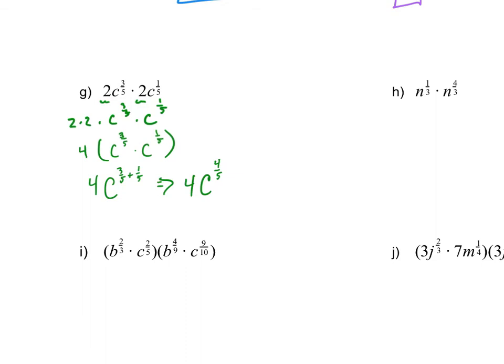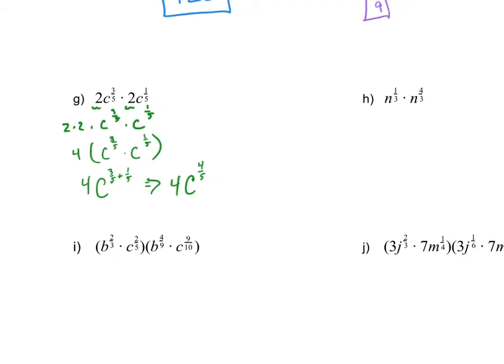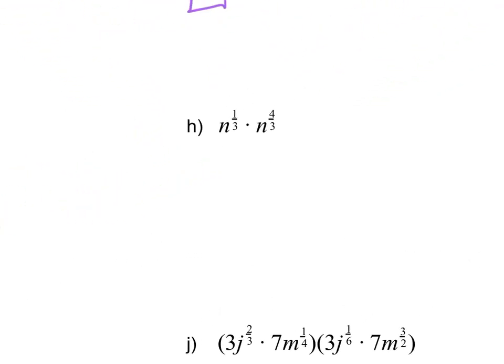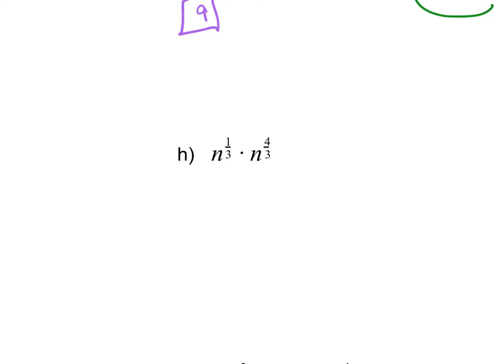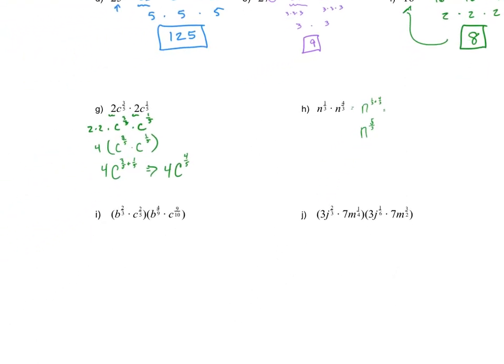And continuing on with the next example, h, here we have n to the 1/3 power plus n to the 4/3 power. So we write that as n to the 1/3 plus 4/3 because it is a like base. And that gives us n is equal to 5/3. There you go. Started to mess up that, but I tried to fix it.